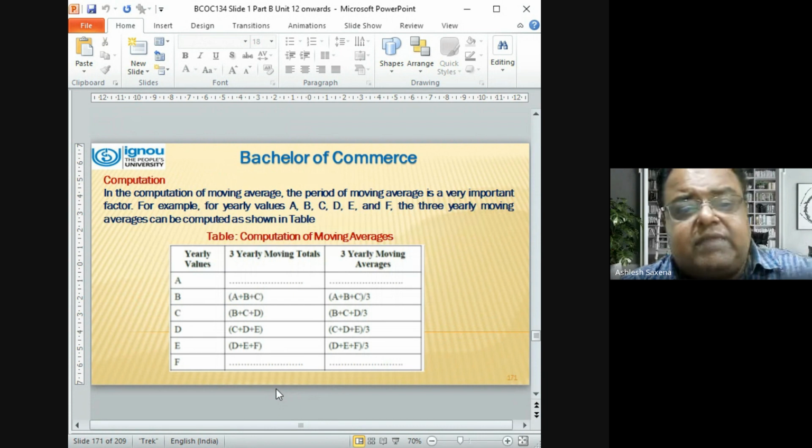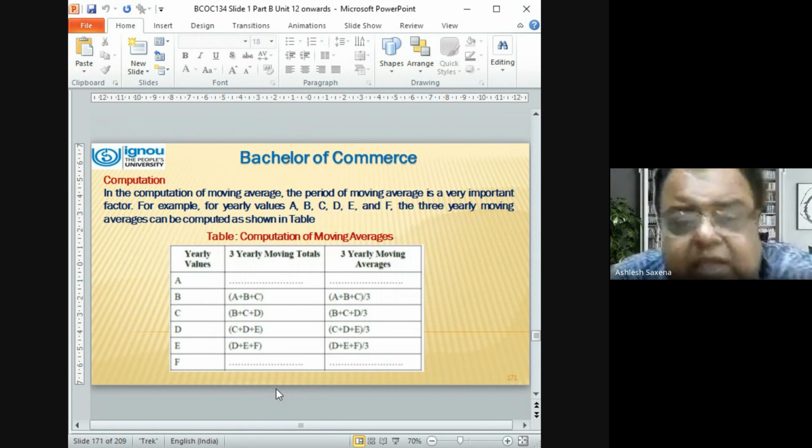We have the yearly values. If we take a 3 years moving average, that means we will be computing A plus B plus C, then B plus C plus D, then C plus D plus E, and then D plus E plus F. And the 3 years moving average will be obtained by dividing all these four totals by 3.